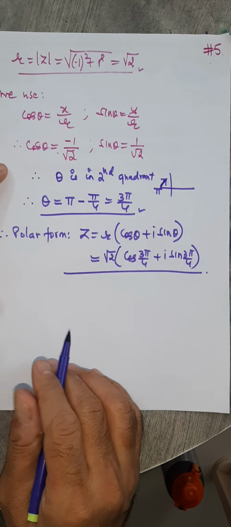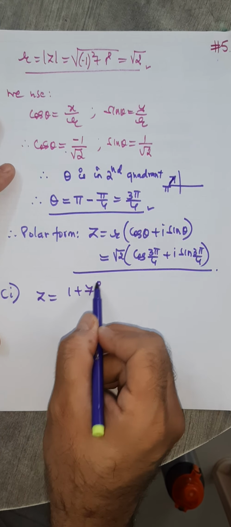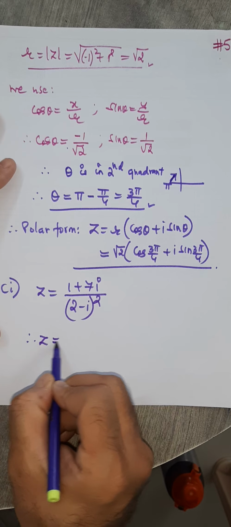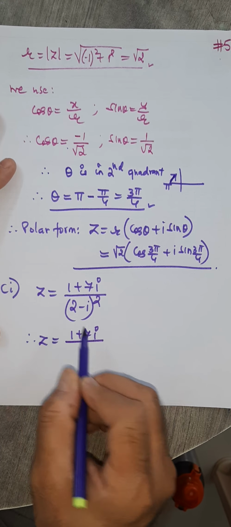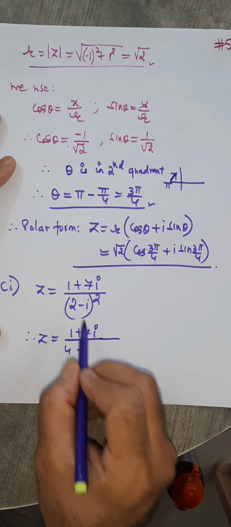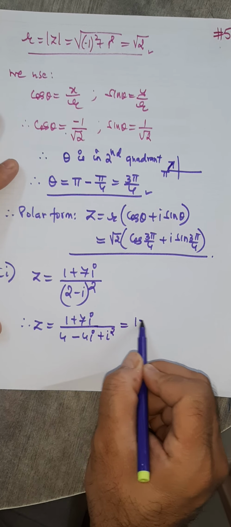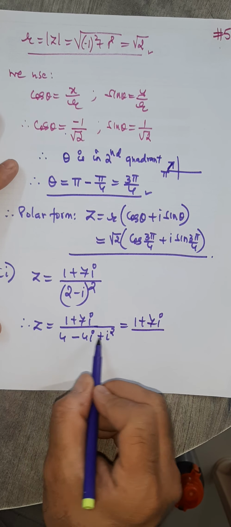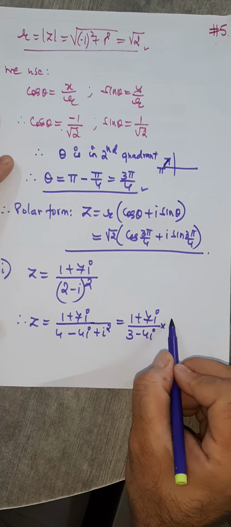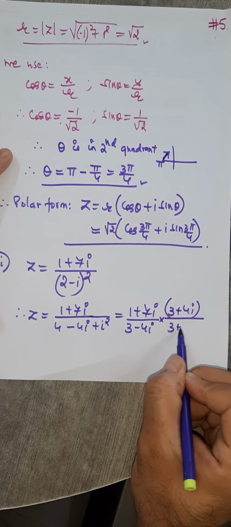How will you do the first question? I'll just show you one step. For the first question, let's take z equals 1 plus 7 iota upon 2 minus iota whole square. So first you expand this. So 1 plus 7 iota upon x minus y the whole square. So 4. What is the middle term here? Minus 4 iota. The last term is iota square. So 1 plus 7 iota upon, this is minus 1, so this is 3 minus 4 iota. And now you simplify like the previous question, multiplying and dividing by the conjugate of 3 minus 4 iota. So we have this.